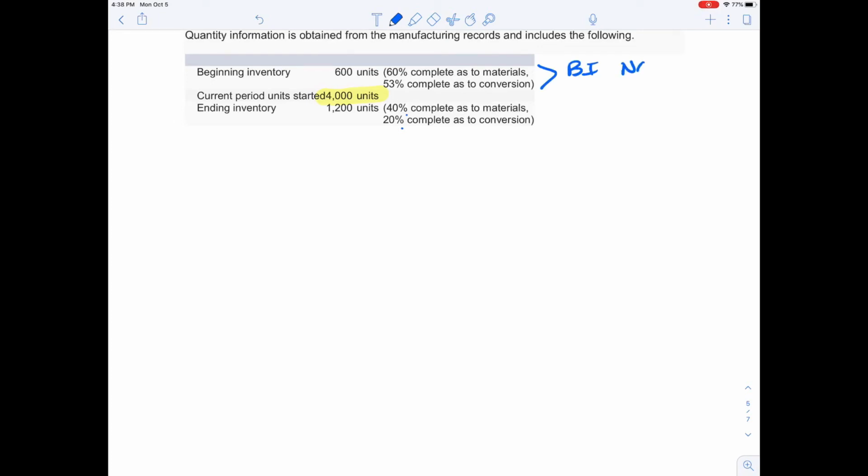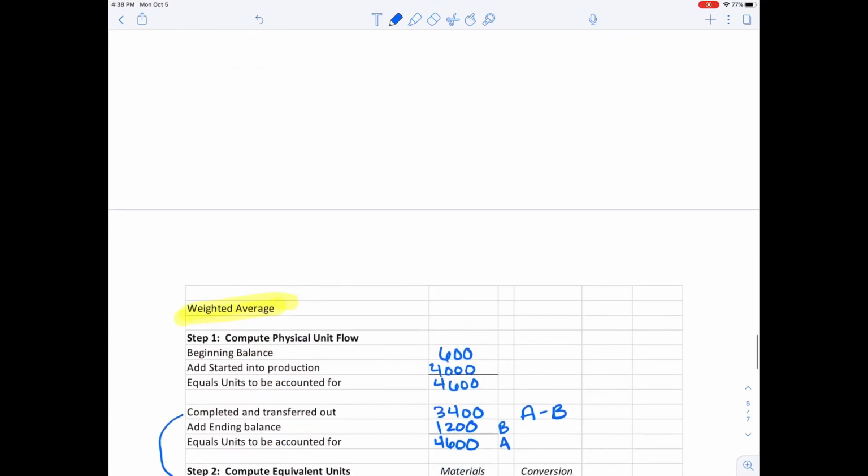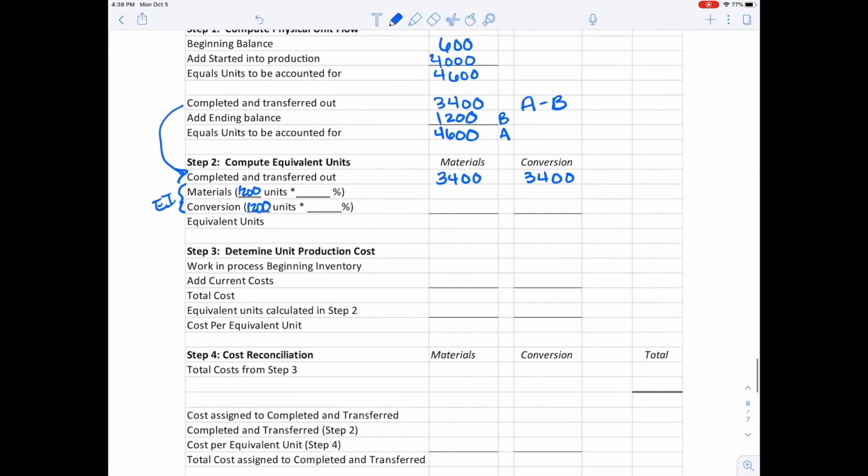You'll notice beginning inventory is not used in weighted average, and that's the percentages. Beginning inventory percentages are not used in weighted average. So we're looking at 40% and 20%. So I just multiply those two to look at how much work I've completed just during this period. Then I'm going to add those together to get my equivalent units.